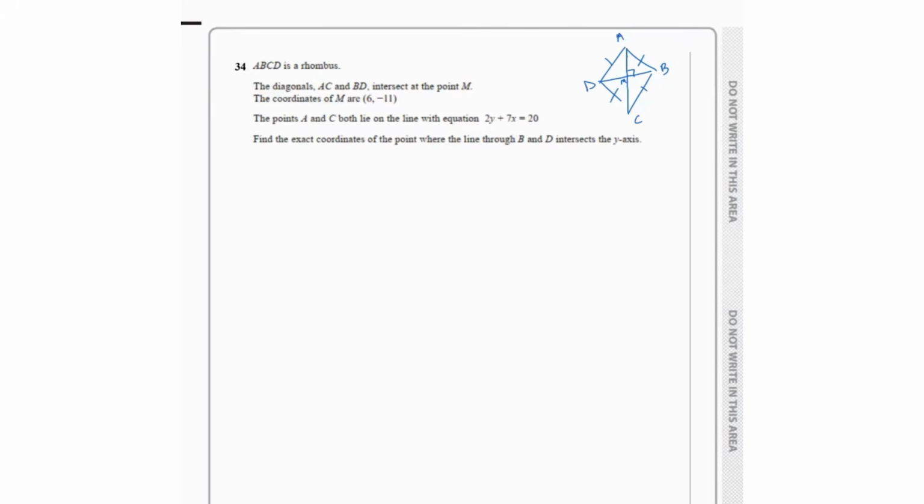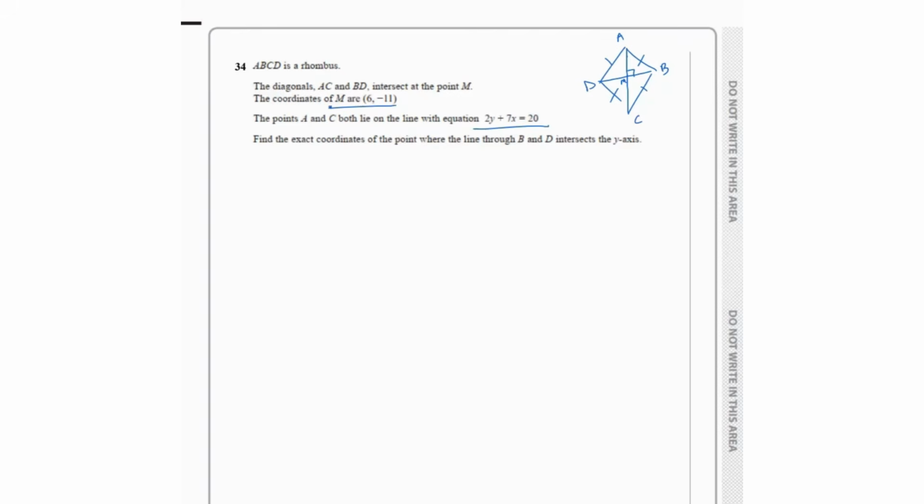So using that, and they've given us the coordinates of M. They say that points A and C lie both on this line. So we have the equation of the diagonal AC. Since we have the equation of the line AC, and we know that AC and BD are perpendicular, we can use the concept of perpendicular lines to figure out the gradient of DB. Using that and the coordinates of M, which also lie on DB, we can create an equation of DB and then use that to find the points where it intersects the y-axis.